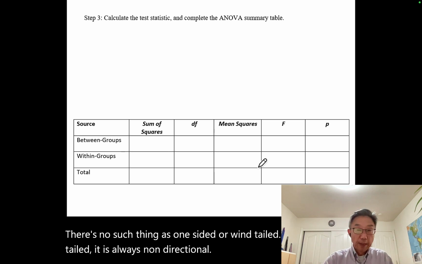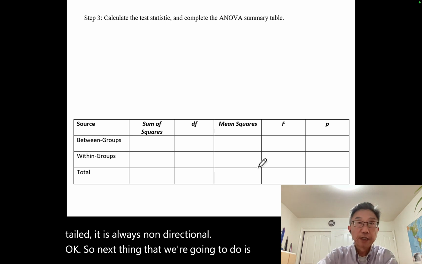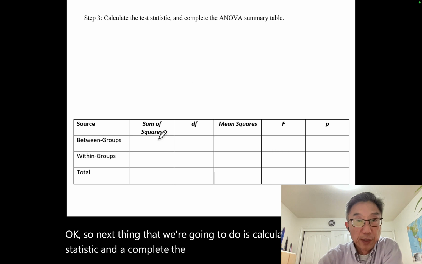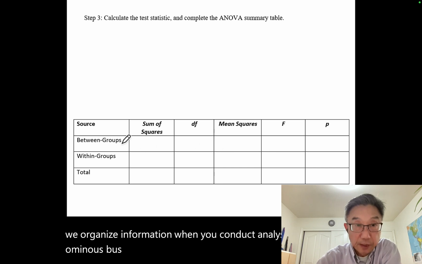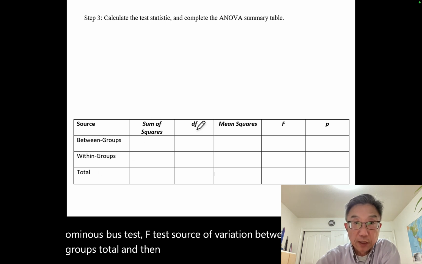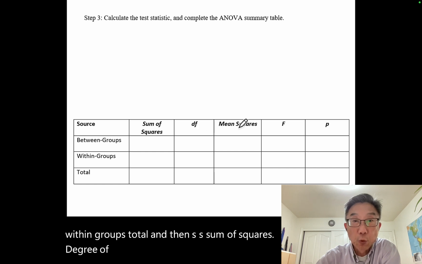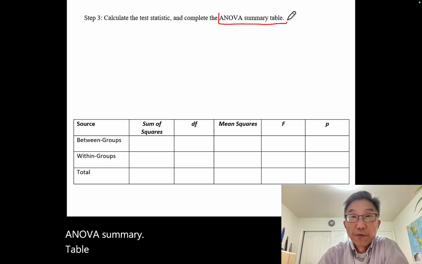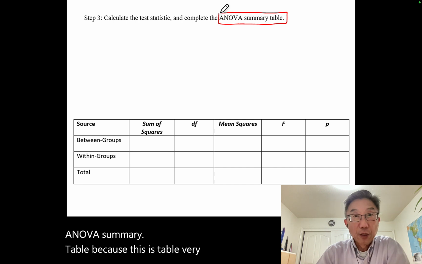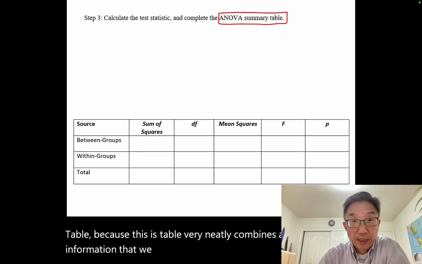Okay, so next thing that we're going to do is calculate the test statistic and complete the ANOVA summary table. This is how we organize the information when you conduct analysis of variance, the omnibus F-test. Source of variation: between groups, within groups, total. And then SS, sum of squares, degree of freedom, mean squares, F, and p-value. This is called the ANOVA summary table because this table very neatly combines all the information that we need for the significance test.